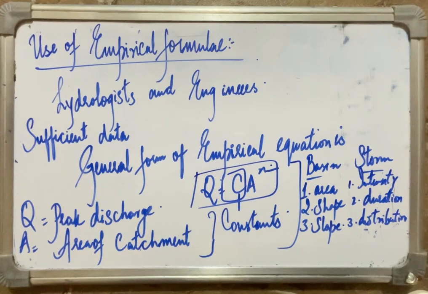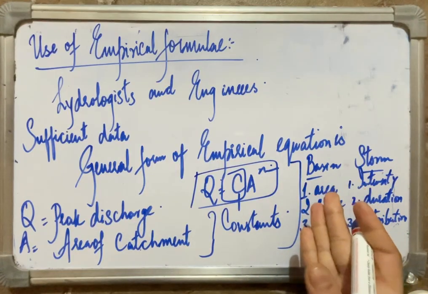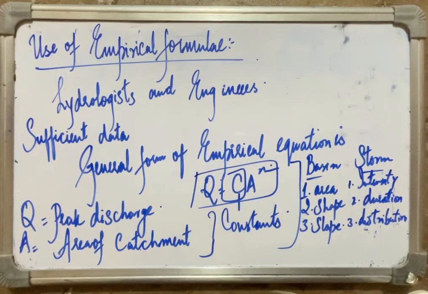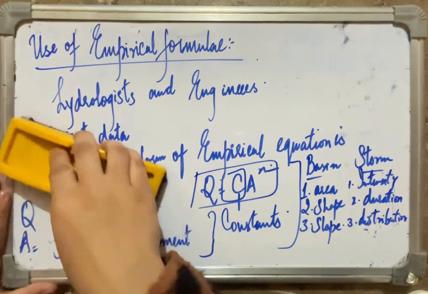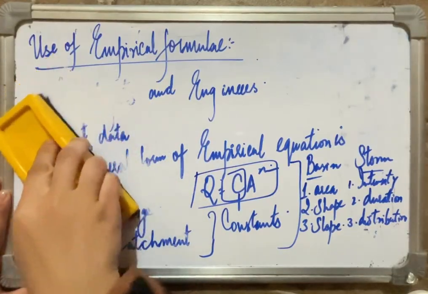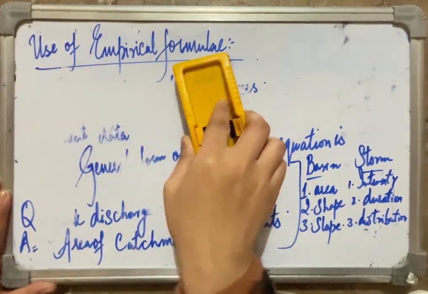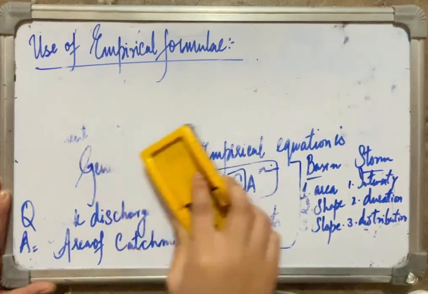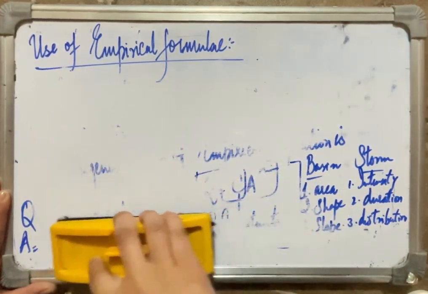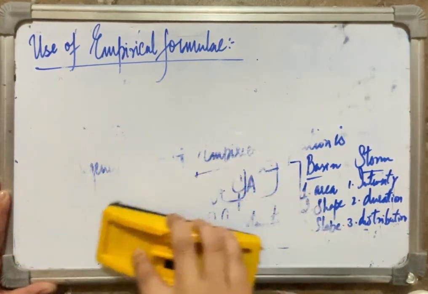These constants for the catchment are arrived at after taking the following factors into consideration: the basin characteristics and the storm characteristics. In the basin, we take its area, shape, and slope, and for the storm, we consider its intensity, duration, and distribution. So this is the generalized form of the empirical equation used for calculation of the peak discharge rates. Q = CA^N.